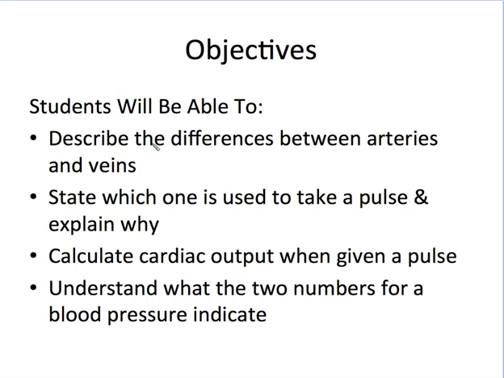Today we're going to talk about blood vessels and cardiac output. This is a calculation you're going to need to be able to do on an assessment coming up. For starters, you're going to be able to describe anatomical differences between arteries and veins. We'll talk about which one is used to take a pulse and explain why. You'll be able to calculate this thing called cardiac output, and then we'll understand what the two numbers of a blood pressure indicate. So when you're given, hey, you're 125 over 78, what does that mean? And how does that affect you?